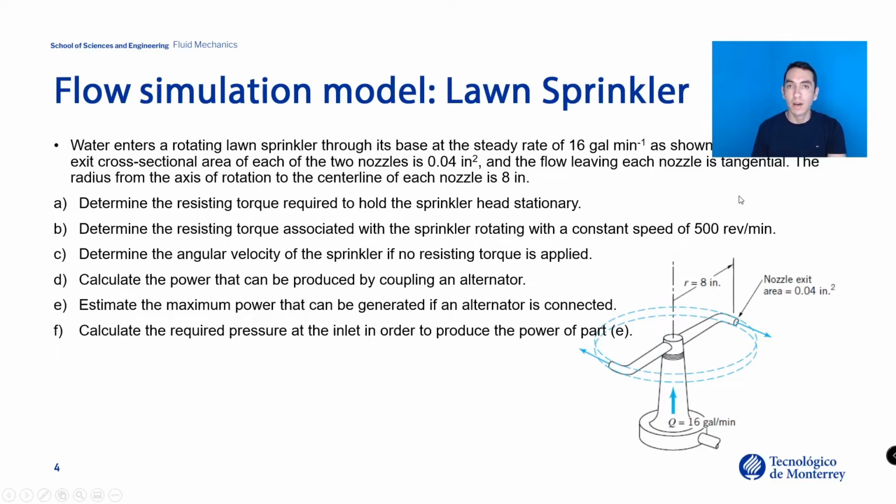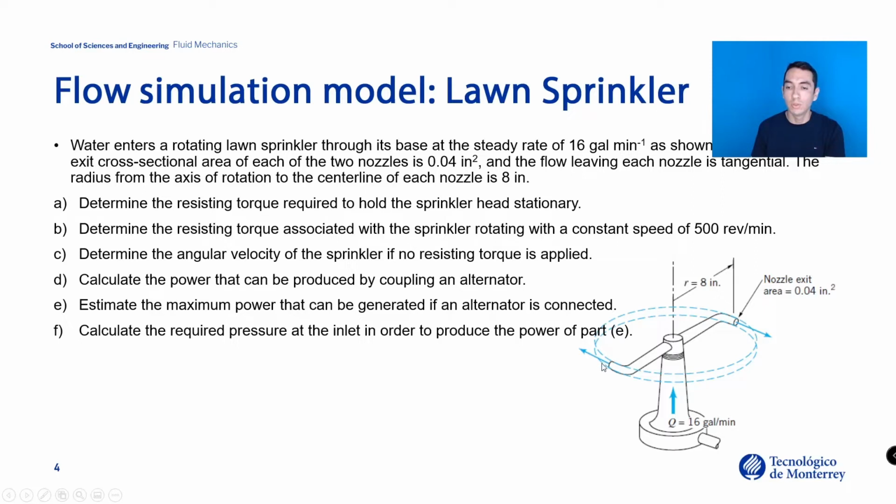I think that you have already gone through this problem in your class of fluid mechanics, but now we want to show you how to specify the basics of this geometry in SolidWorks. In this graphic, you have some specifications for this model. We know that we have an inlet, and the inlet has a flow rate of 16 gallons per minute.